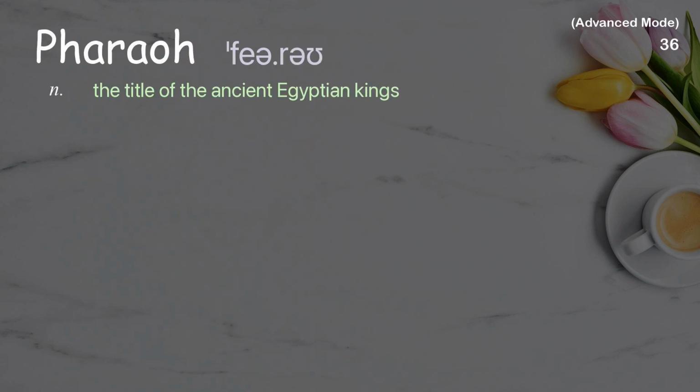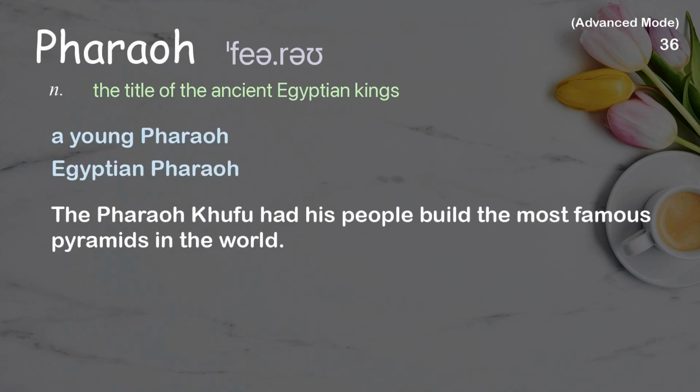Pharaoh. The title of the ancient Egyptian kings. Examples: A young pharaoh. Egyptian pharaoh. The pharaoh Khufu had his people build the most famous pyramids in the world.